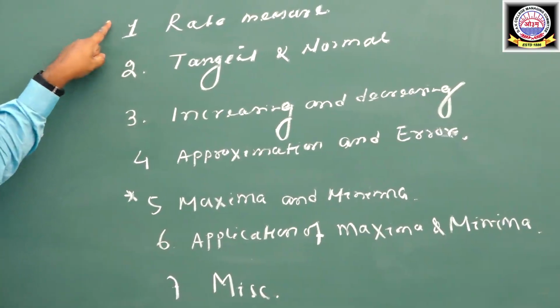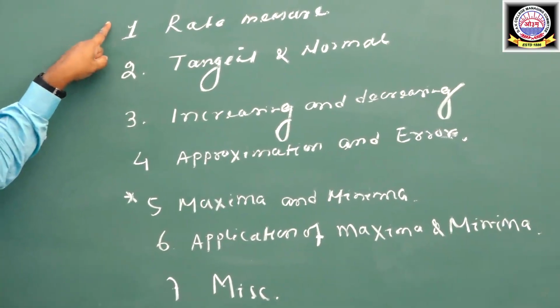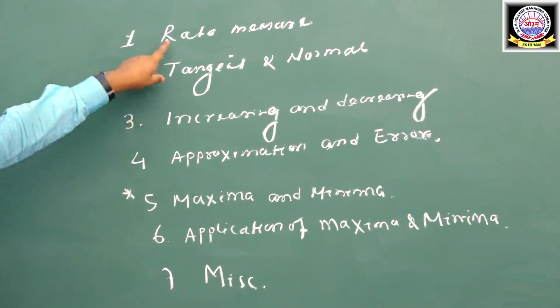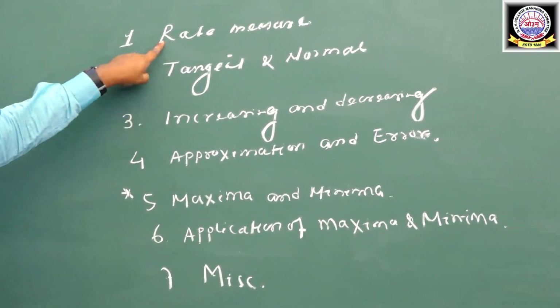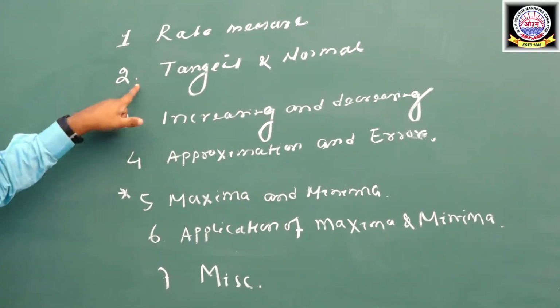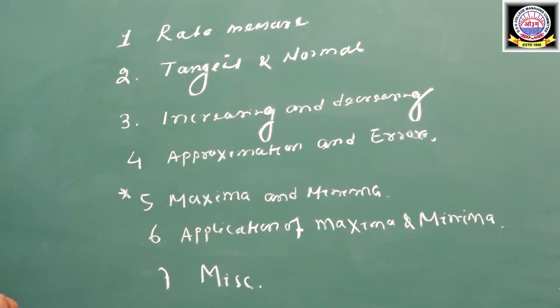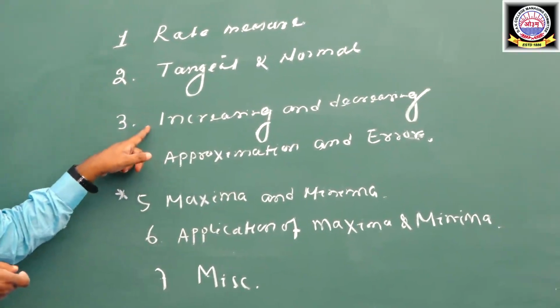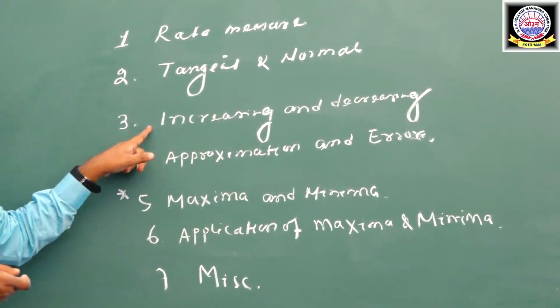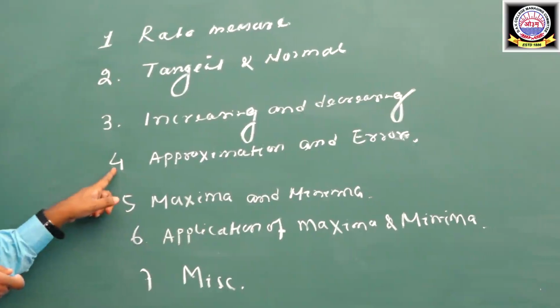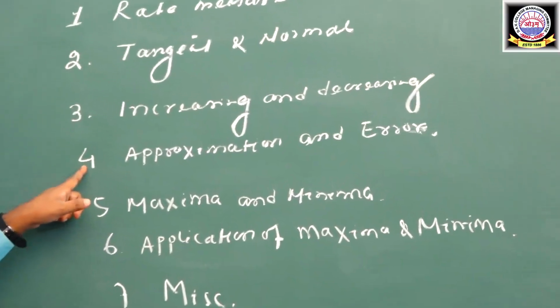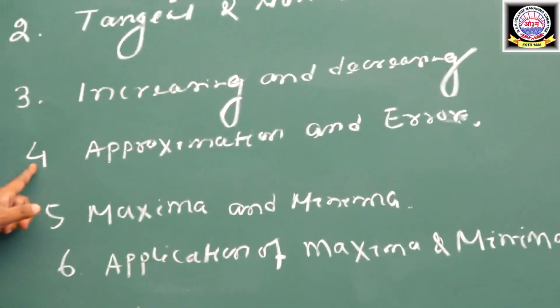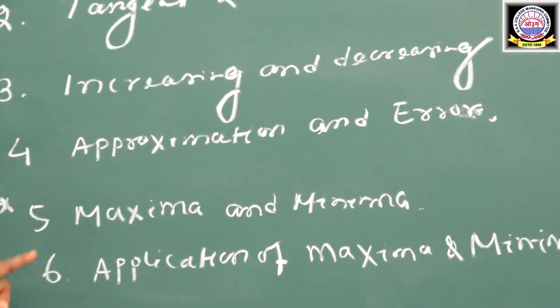So, this is a big chapter and a very important chapter. First one is rate measure. Second one is tangent and normal. Third article will be increasing and decreasing of different functions. Then the fourth one is approximation and error, which is highly used in your physics.